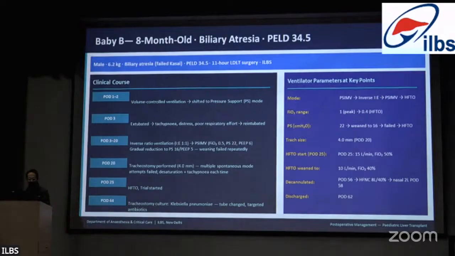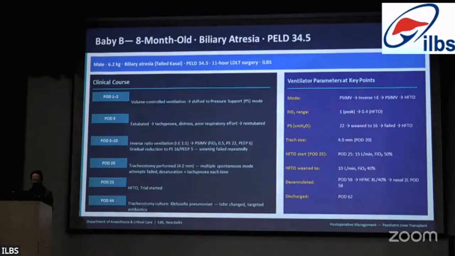Despite fulfilling the extubation criteria, by evening, the child was tachypneic, in distress, had poor respiratory effort, and had to be re-intubated. From post-op day 3 to post-op day 20, a lot of weaning was tried, various modes of ventilation were tried, pressure support was tried to be reduced, but weaning failed repeatedly. On post-op day 20, tracheostomy was performed. Again on tracheostomy, multiple weaning attempts were done. Child could not be weaned. Whenever we tried to wean the child, patient desaturated.